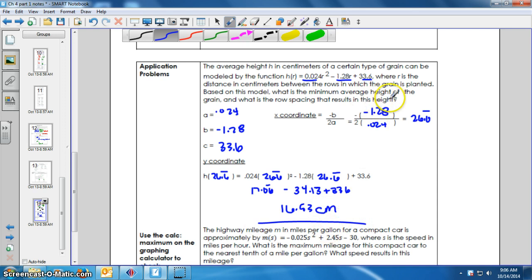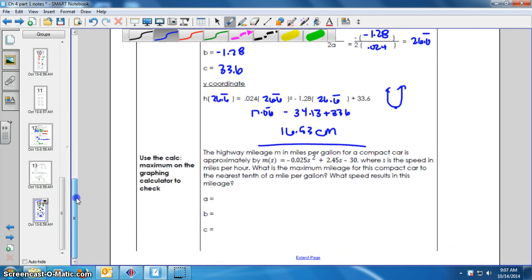So that is the highest point, sorry, at that height. I think actually we're at a minimum for this one because this is positive, so it's going to open upward. So this would be our minimum that it would be at.